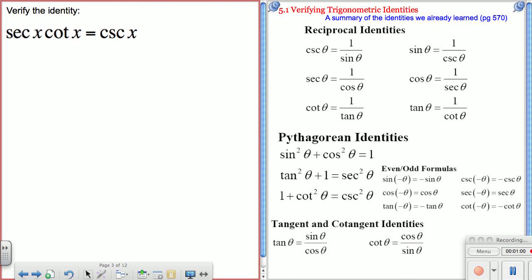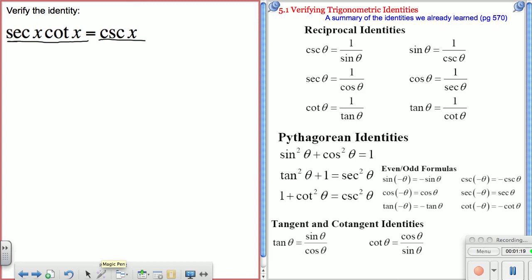So now, we're going to go ahead and take a look at our first verifying the identity question. You'll see right now that I have on the screen secant x cotan x equals the cosecant of x.